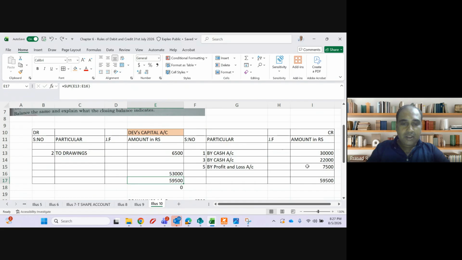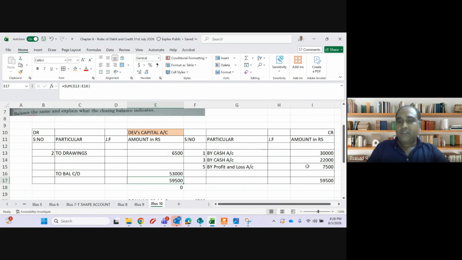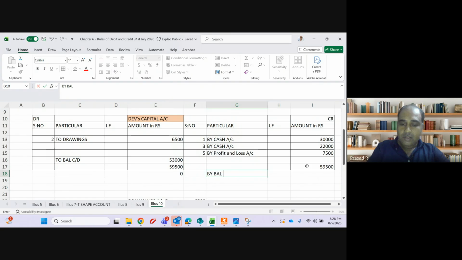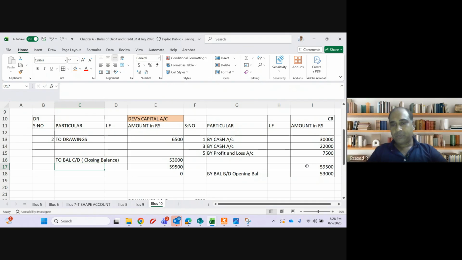So I will call it as what? I will call it as to balance carried down. 53,000. And next year it will become by opening balance, capital brought down. By balance brought down, 53,000. This is called the opening balance of next year. This is the closing balance of this year. This is called the closing balance. Any doubt, guys? Clear?